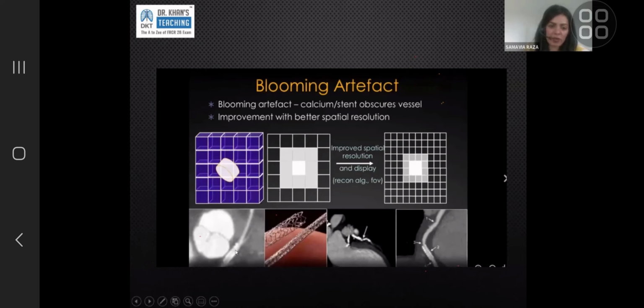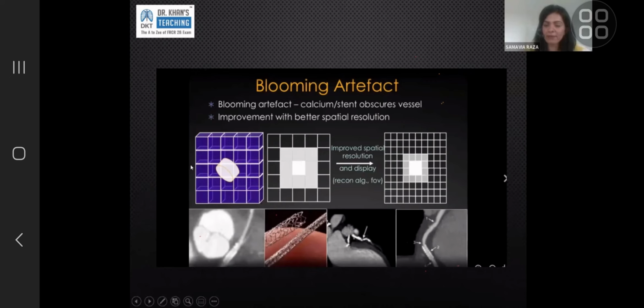If the image quality isn't good enough, you can't really tell where the stent finishes, because some of that is blooming and some of that is the actual metal. So it becomes really hard to figure out the degree of stenosis or the patency of the stent, if there is so much blooming. So blooming is a real issue in cardiac imaging.